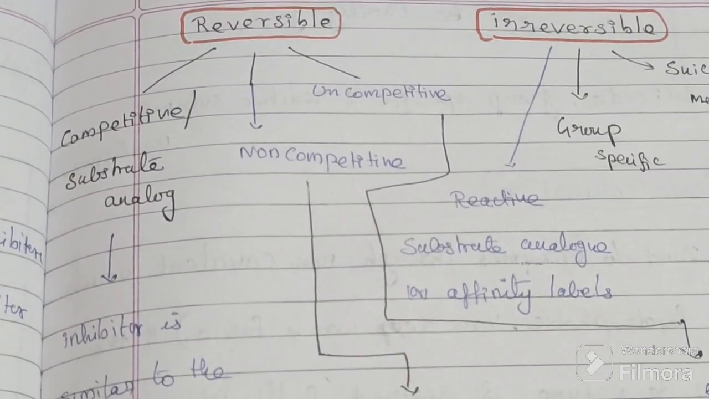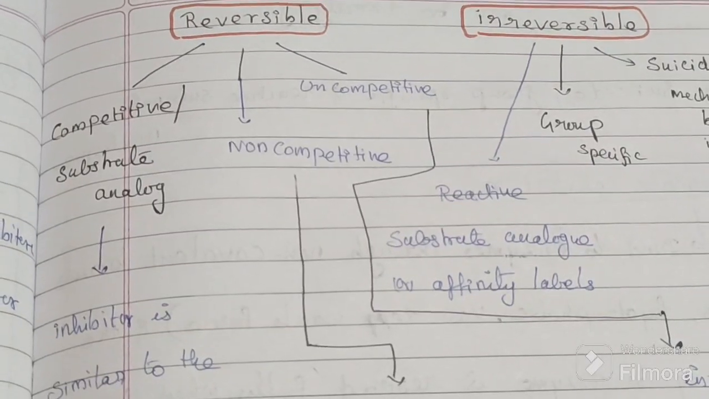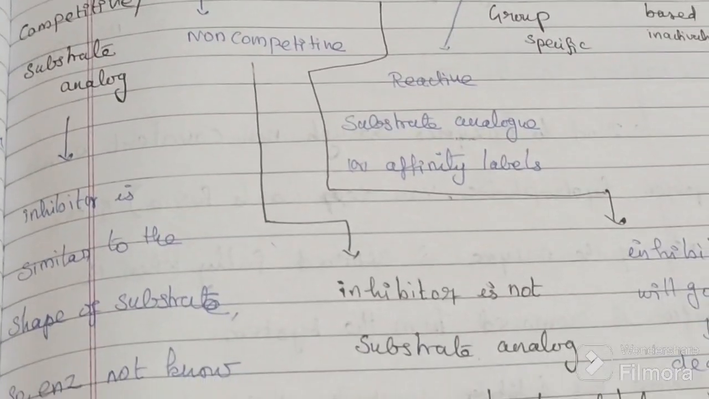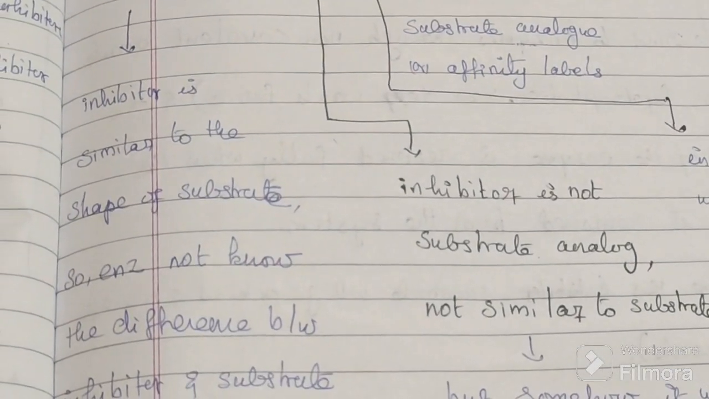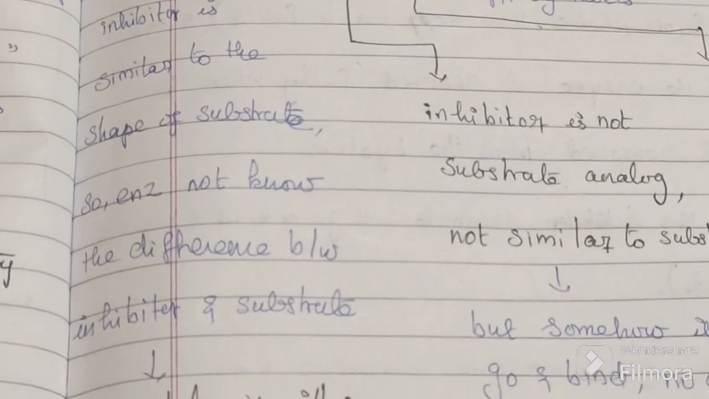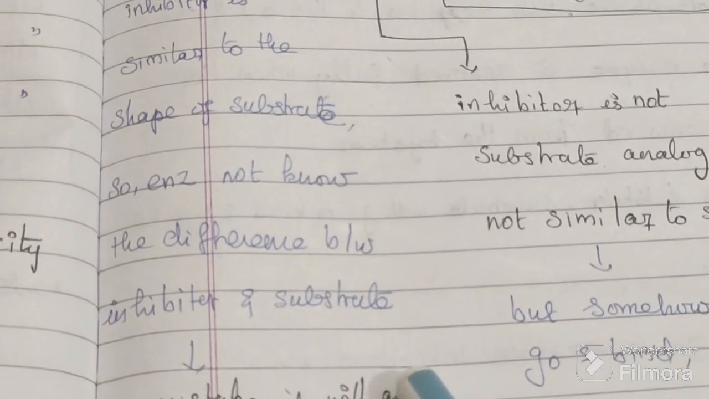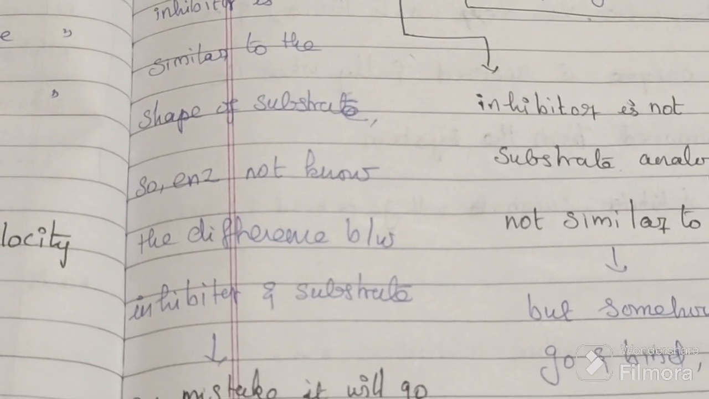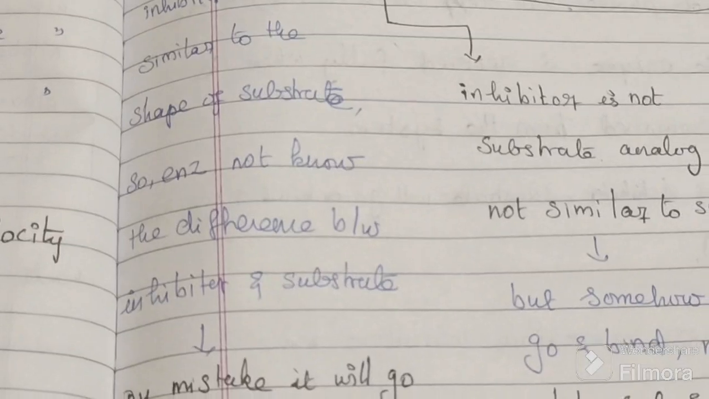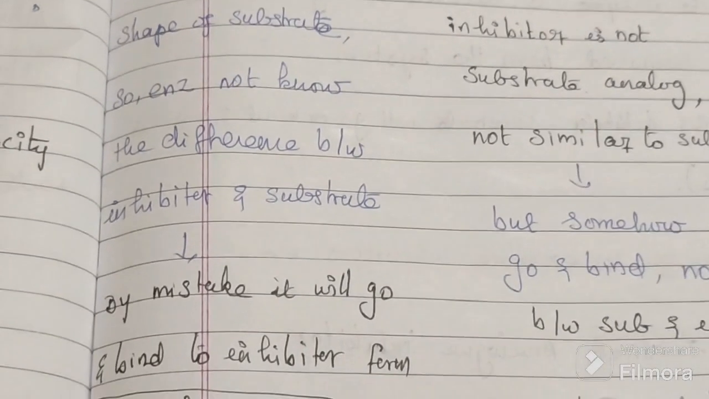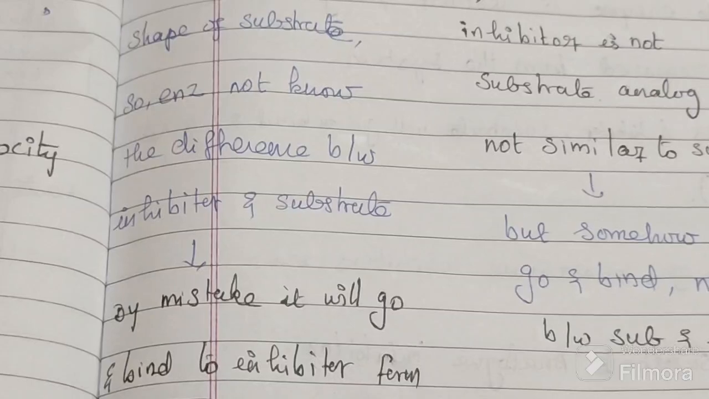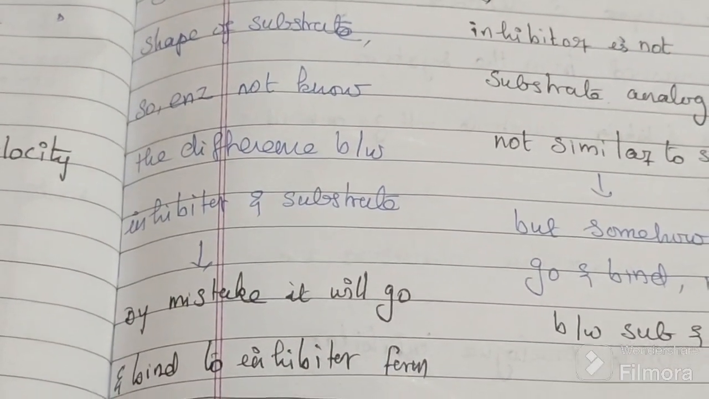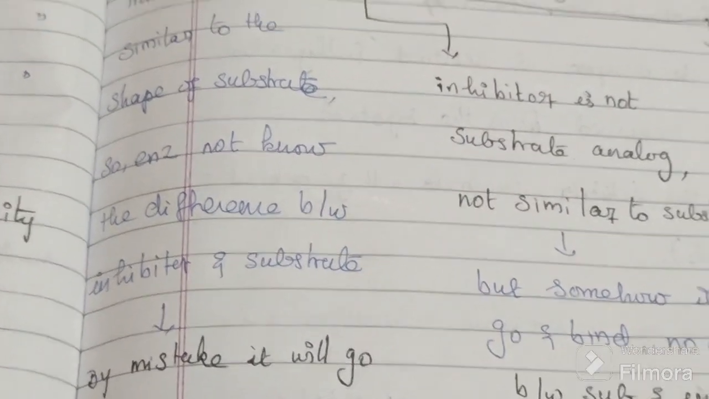That means here the inhibitor is similar to the shape of the substrate. So the enzyme does not know the difference between inhibitor and substrate. By mistake it will go and bind with the inhibitor and form an enzyme inhibitor complex. So that's why it is competitive. There is competition between substrate and inhibitor to bind with the enzyme.